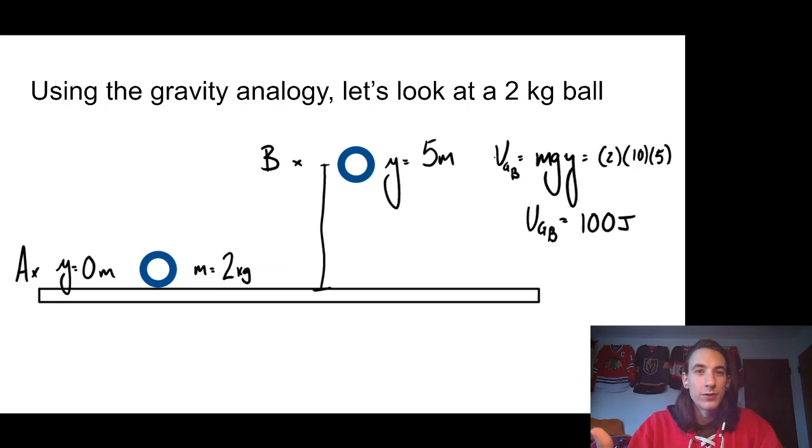And kind of going along with this gravity analogy, let's look at a situation where we take a 2-kilogram ball, it's sitting at 0 meters, and then let's lift it up to 5 meters. We know our equation for gravitational potential energy. It's just mg times the height. So we have this gravitational potential energy of 2 times, let's just use 10 instead of 9.8, times 5. By lifting this 2-kilogram ball up 5 meters, we gave it 100 joules of gravitational potential energy.